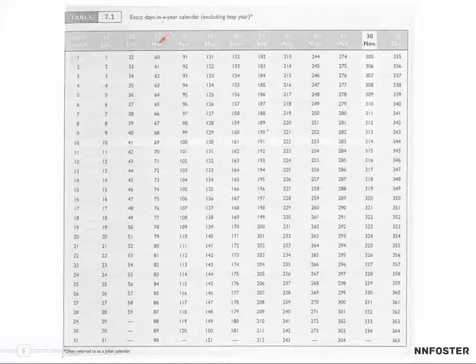Here's March, okay? And it was 8, so that's 67 days. March 8th is the 67th day. And for June 9th, so here's June, and here's the 9th, that ends up being 160. So I take 160 and I subtract 67, and I end up with 93 as the exact number of days, okay?